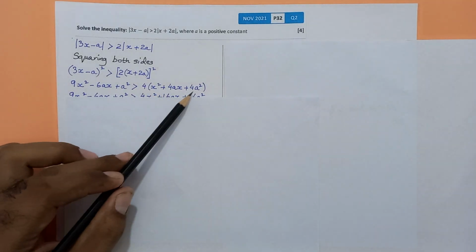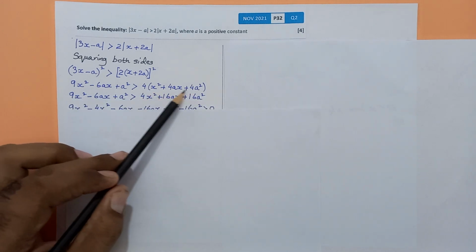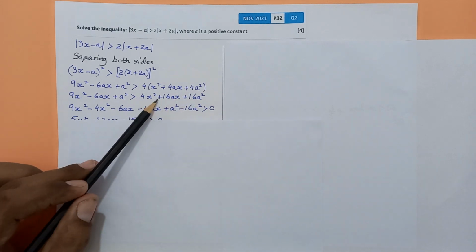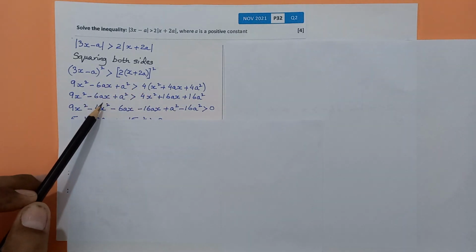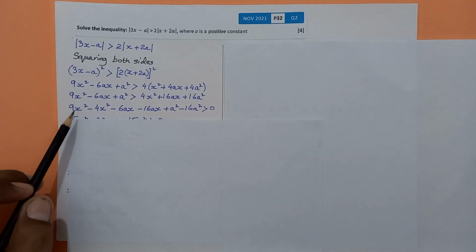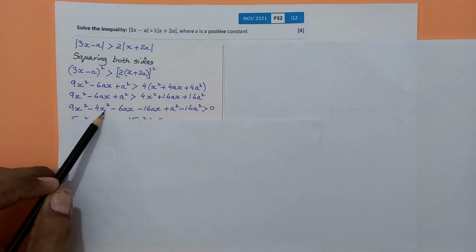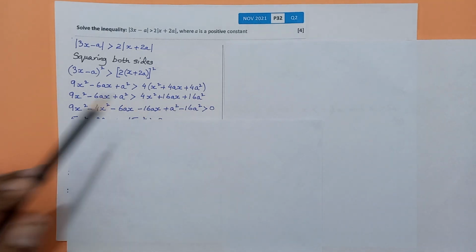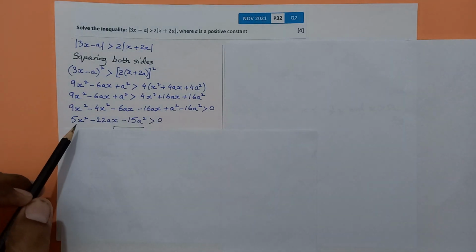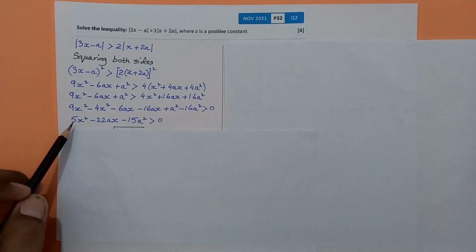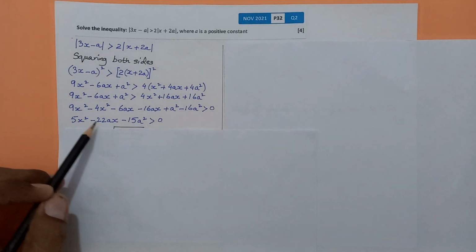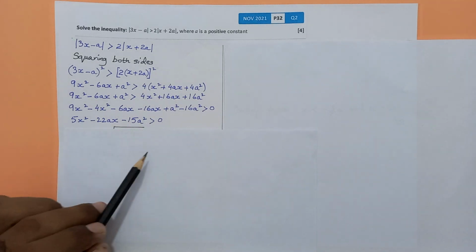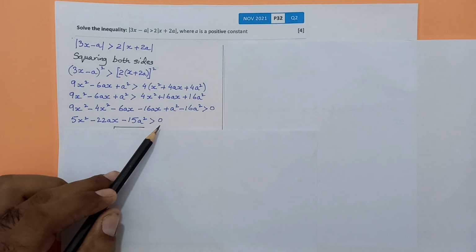And after that, getting the value of a square plus 2ab plus b square, simply multiply this 4 with the bracket, and after that just move all of them on this side and arrange the like terms together. That means the x squared term with x squared term, the x term with x term, and a constant with constant, and then simplify them. After simplification we have a proper quadratic inequality, which is 5x square minus 22ax minus a constant, and the condition is it is greater than 0.